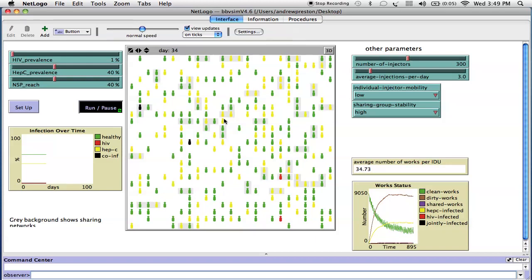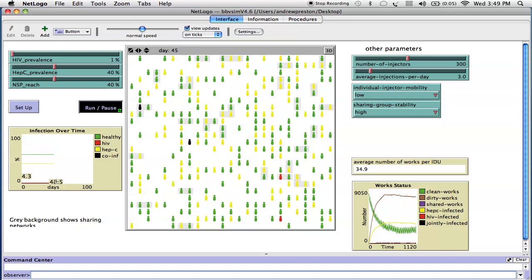And if the used syringe is infected with hepatitis C, there'll be an 80% chance that they will become hep C positive and a 20% chance that they'll become HIV positive. So you can see here with NSP reach at 40%, so that means 40% of the agents in this model have all of the injecting equipment they need, the epidemic is remaining very stable with virtually no new infections.